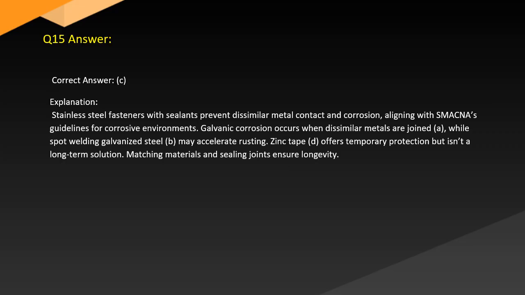Answer. Correct answer. C. Explanation. Stainless steel fasteners with sealants prevent dissimilar metal contact and corrosion, aligning with SMACNA's guidelines for corrosive environments. Galvanic corrosion occurs when dissimilar metals are joined. A. Aluminum on stainless creates this problem. While spot welding galvanized steel, B, may accelerate rusting. Zinc tape, D, offers temporary protection but isn't a long-term solution. Matching materials and sealing joints ensure longevity.